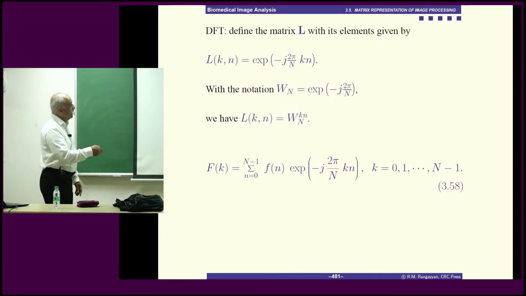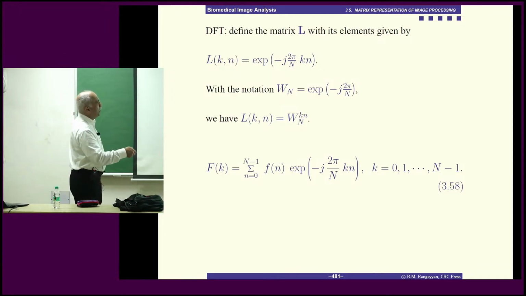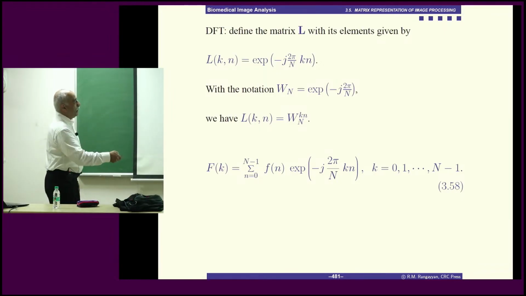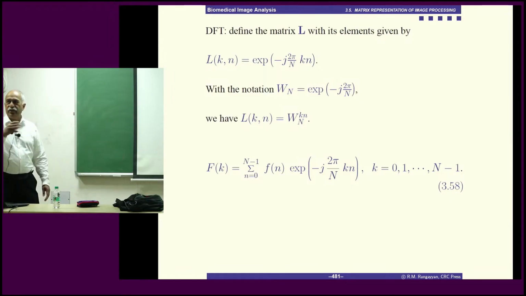So F_k, the DFT, is f_n times this quantity. This is the standard DFT, right? k going 0 to N minus 1, and n also goes 0 to N minus 1, right?